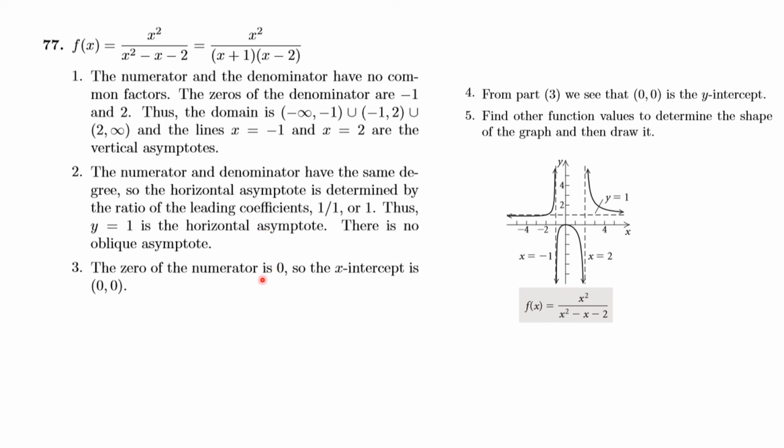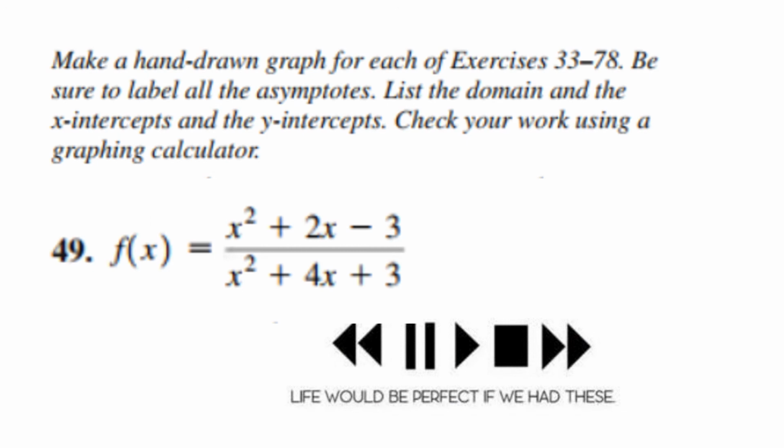To make the numerator 0, you take x to be 0, so 0, 0 is the intercept. From part 3, we also see that 0, 0 is the y-intercept. So we pick some other function values. Now what happens here, though, is you see we get a rather complicated expression.